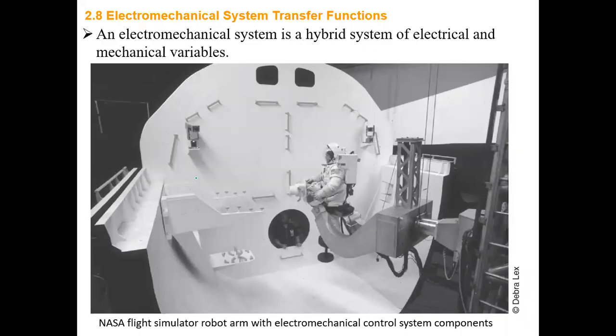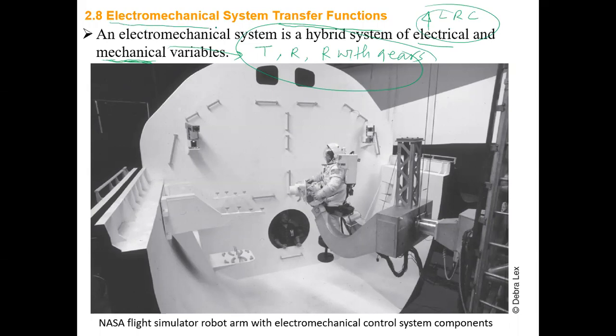All right, so electromechanical system transfer function. We'll be doing the transfer function again, but the system is a hybrid of electrical and mechanical system, because we did both electrical and mechanical. We did electrical, we talked about L, R, and C. Then mechanical, we talked about translation, rotation, then rotation with gears. Now we combine them all together, and we call it electromechanical system.